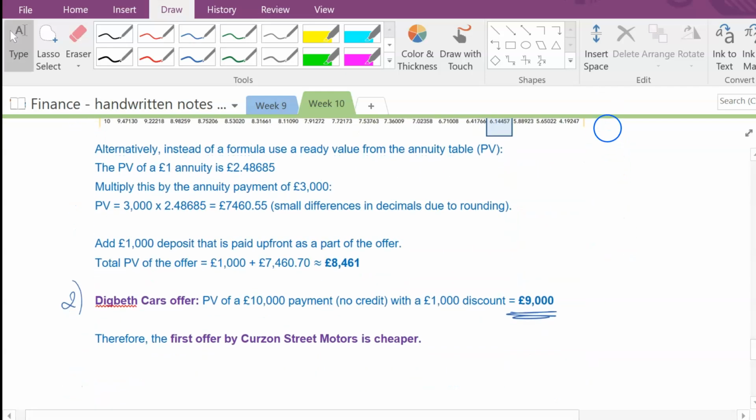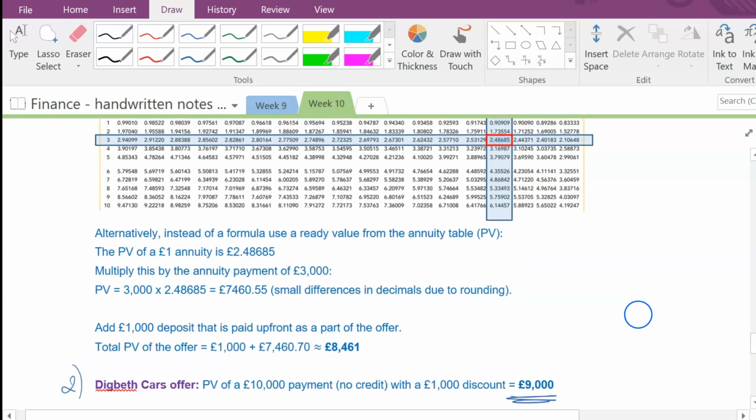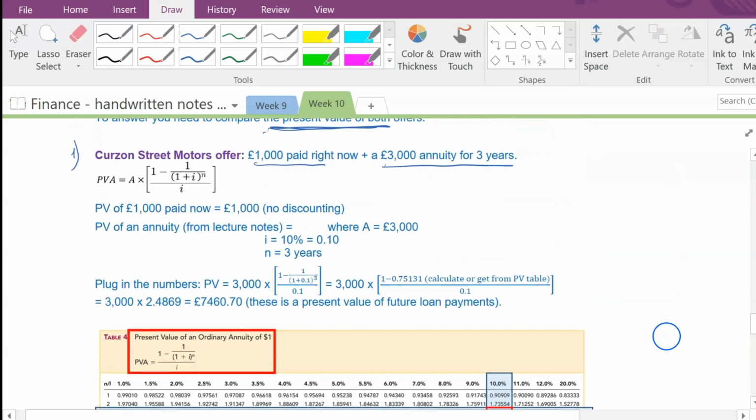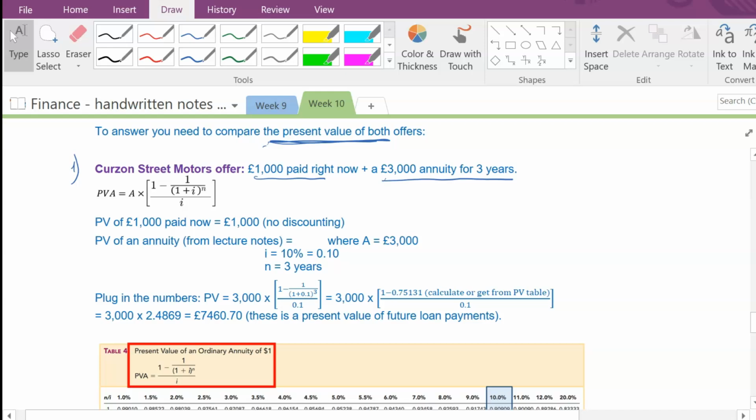With the second offer, it's easy because you pay £9,000 upfront. This is how much it's worth today. This is the present value, so we don't need to do any adjustments. However, with the first offer, with the interest-free credit, we do need to. The payment plan consists of 2 parts. First of all, £1,000, which is paid right now, and the present value of this part is £1,000. There is no discounting because it's in present terms already. You pay it straight away.